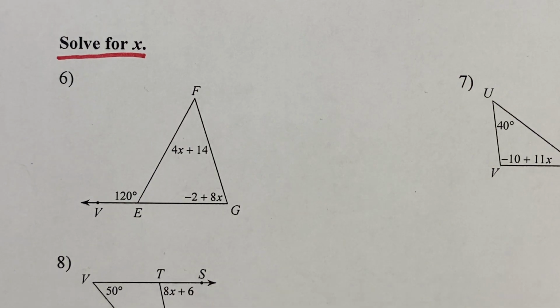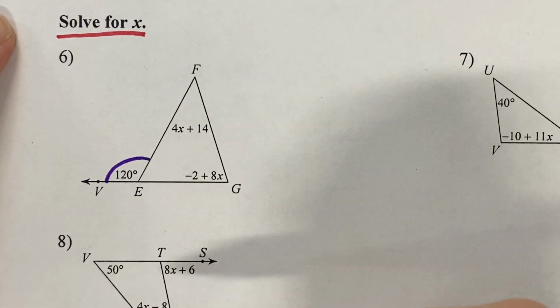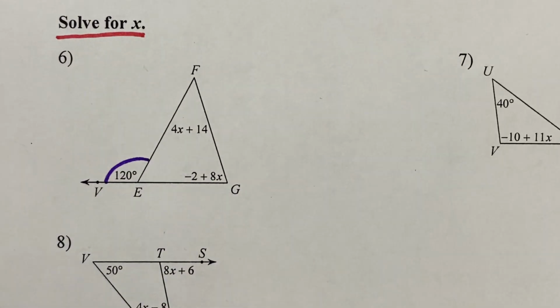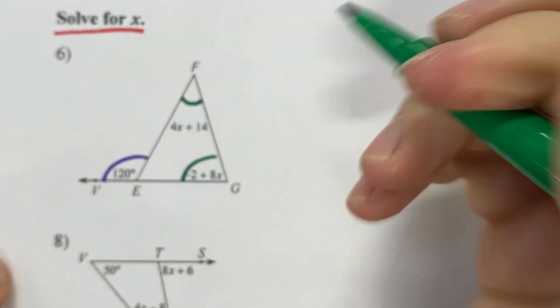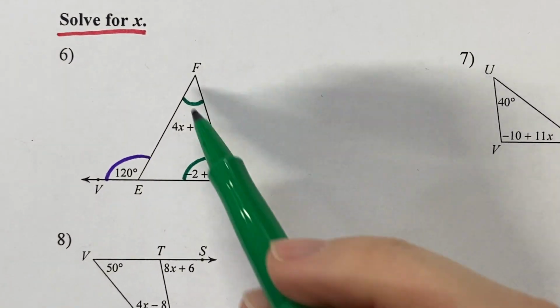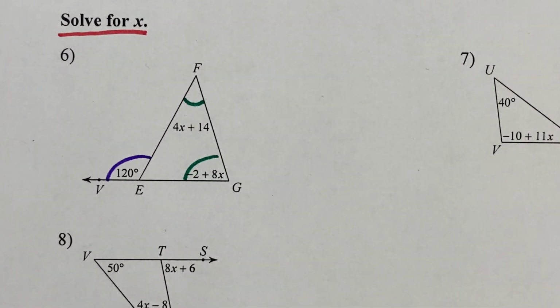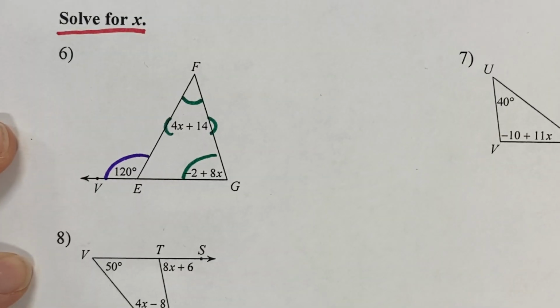Okay, so again, look at what it's giving us in number 6. It's giving us our exterior angle, which is 120, and then our two interior angles, we don't know their degrees, but we know that they're equal. If we added these two up, they equal 120. So that's what we're going to use. So I'm going to write the whole equation.